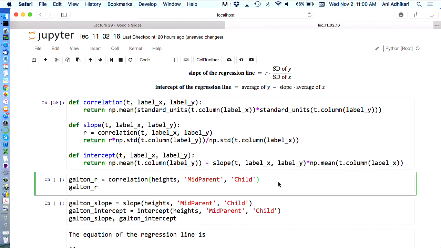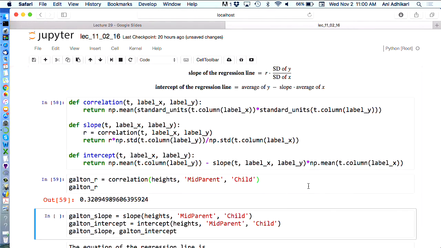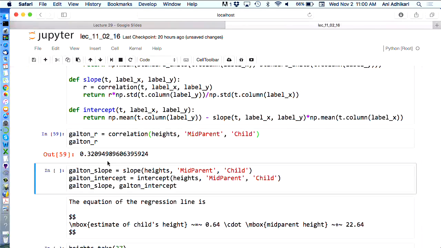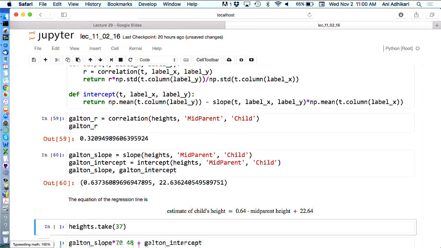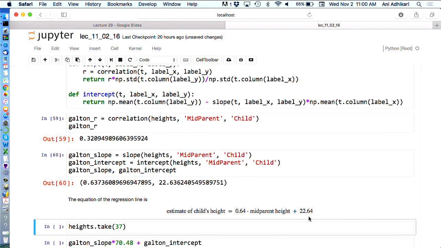And I want to show you something. The correlation in Galton's original figure was about 0.32. There's the slope and the intercept of the line. So the equation of the line is your estimate of child height is 0.64 times the given mid-parent height plus 22.64. That's the equation of the line.